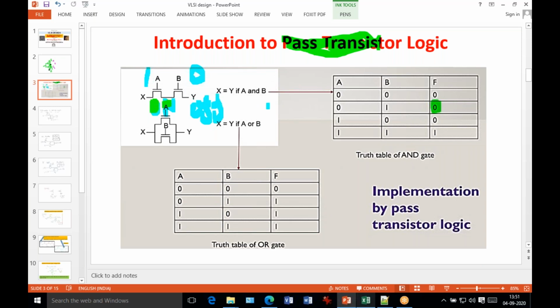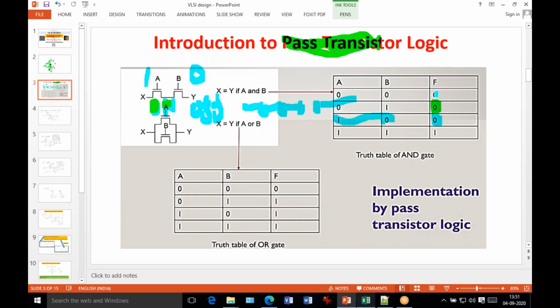So what is the circuit configuration? If the first transistor is on, this is a short circuit, but the second transistor is not on. Your second NMOS transistor is not on, so that is open. Again, your input signal is not connected to the output node. In this case, you get the output 0.